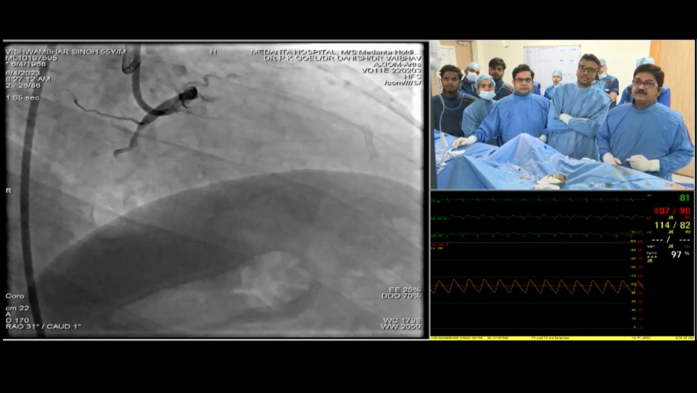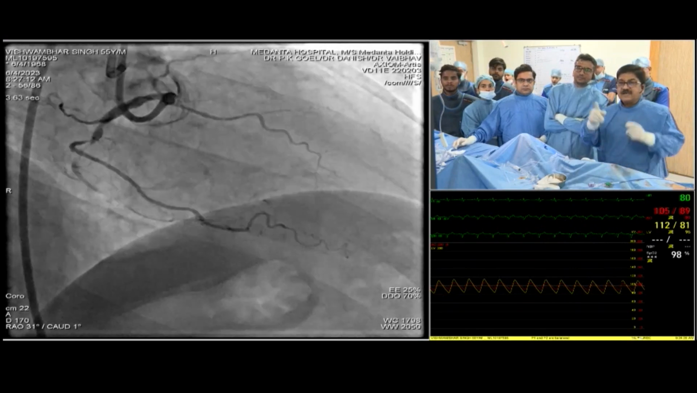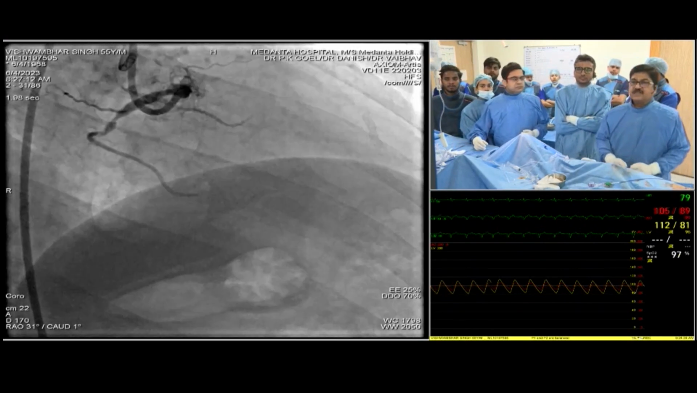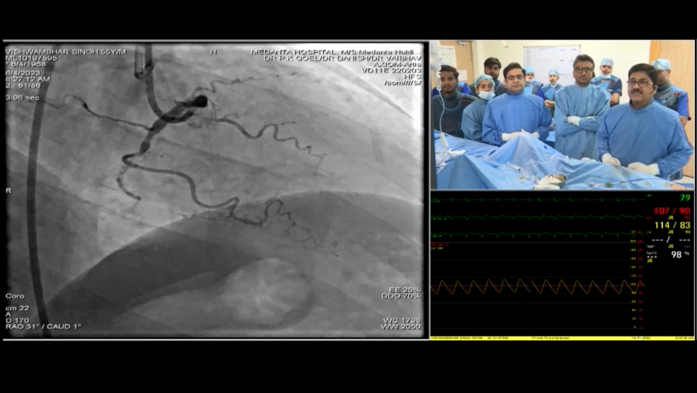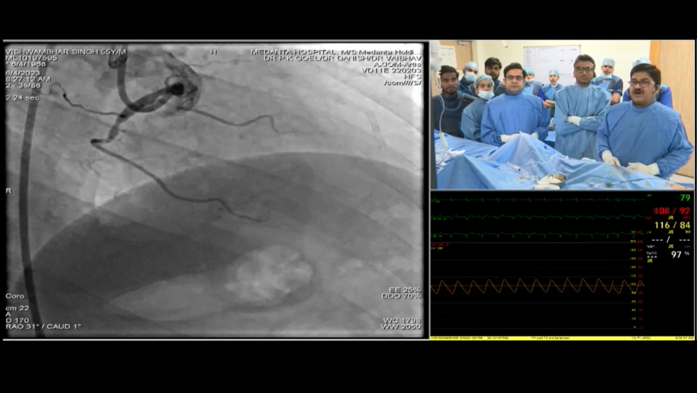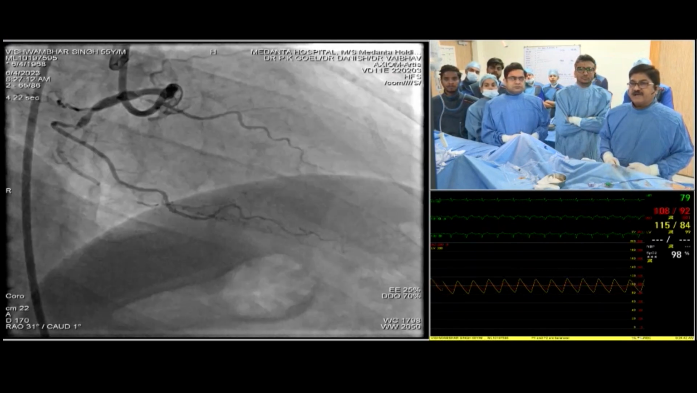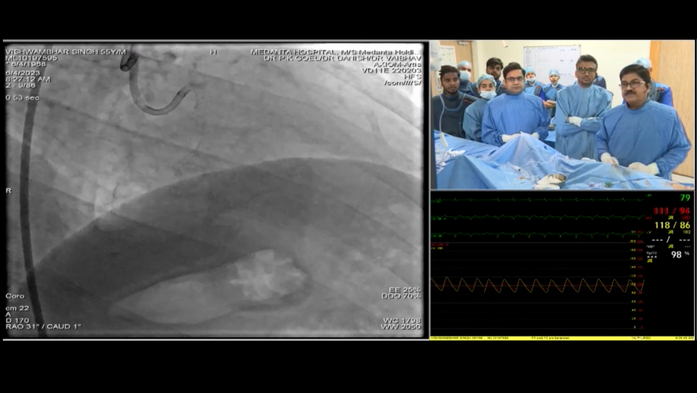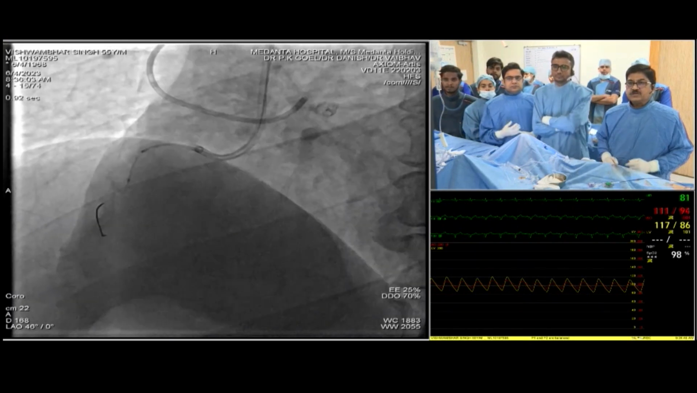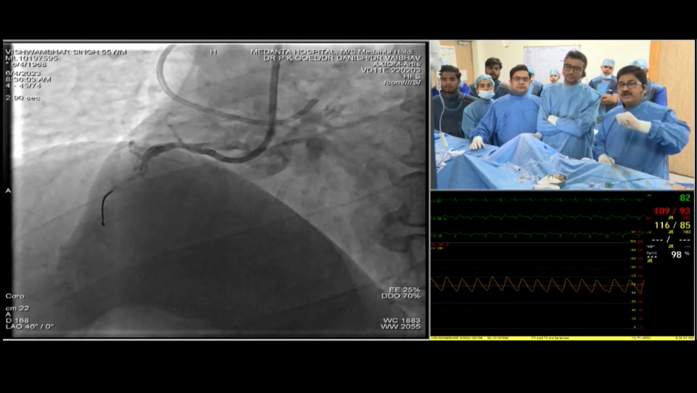We talked to discuss about this channel. These are all bridging collaterals, you see there are multiple bridging collaterals which are focused in the RAO view. Yeah. Okay? So with the thought of doing IVUS, move forward, please. Dr. Goel, can you stop for a second? So that is the setup. So, yeah, please.